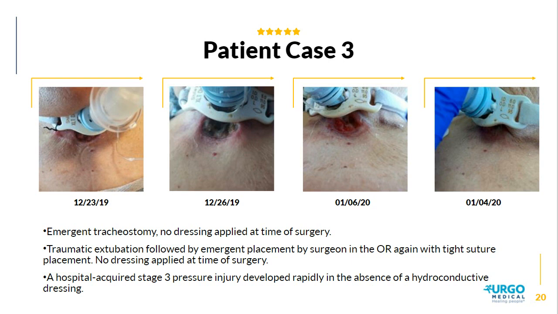Drawtex was applied and exchanged once every 3 to 4 days for a week due to drainage. And once that drainage decreased, Drawtex was exchanged weekly. And after the placement of Drawtex, the pressure injury came close to complete resolution within 3 weeks. And unfortunately, we couldn't actually have a complete follow-up just because the patient at that point had been transferred to a skilled nursing facility.